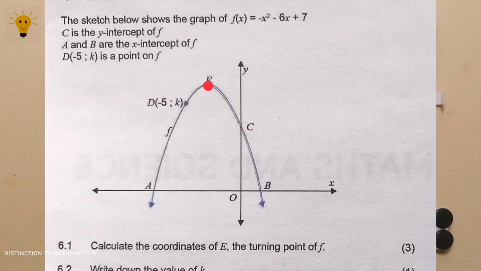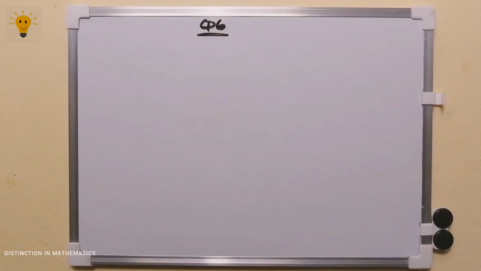6.1 is calculate the coordinates of E, the turning point of f. So to find the coordinates of the turning point of this graph, you have to find the derivative of f at x, which is our graph, equate it to 0 and solve for x, and that is going to be the x value of the turning point. So let's do it together.